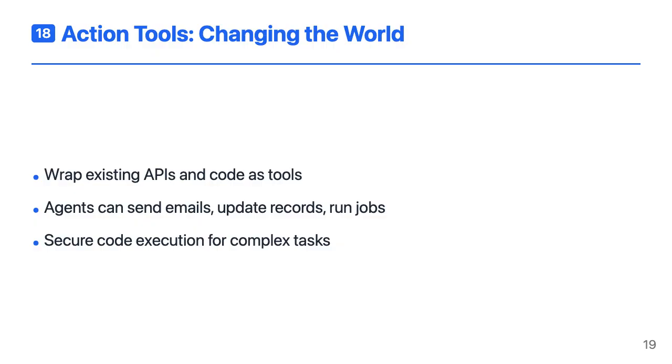Retrieval is only half the story. The real power of agents appears when they can act. By wrapping your existing APIs and code as tools, you let the agent send emails, schedule meetings, update CRM records, or kick off workflows in systems like ServiceNow. For more complex logic, the agent can even write and execute code in a sandbox, for example, generating a SQL query or a Python script to perform a calculation. With the right safeguards, this turns the agent into an autonomous operator, not just an advisor.